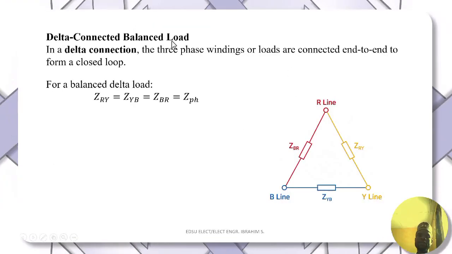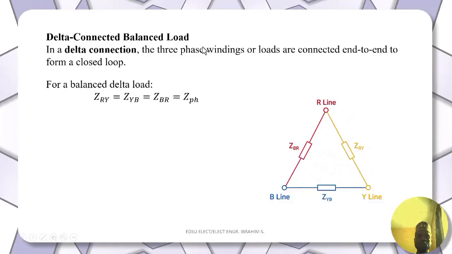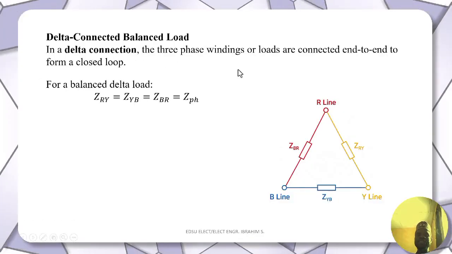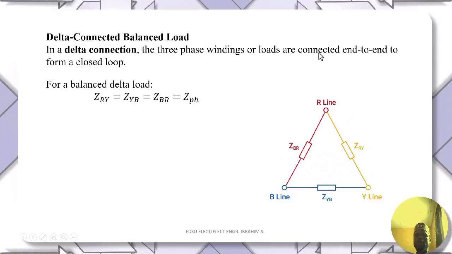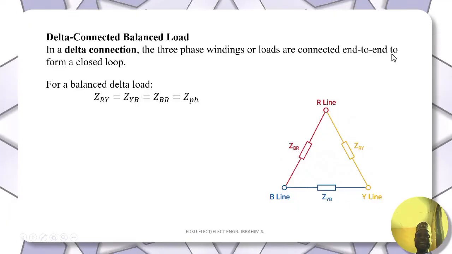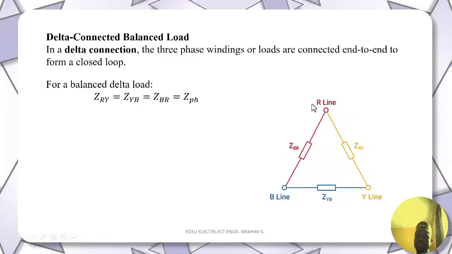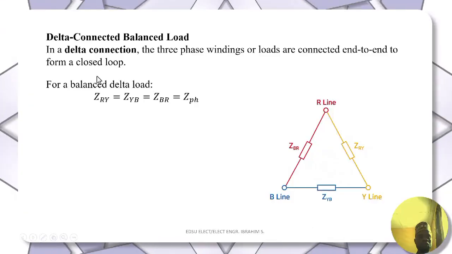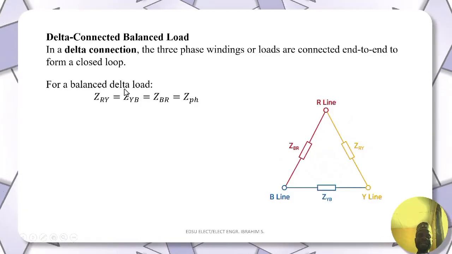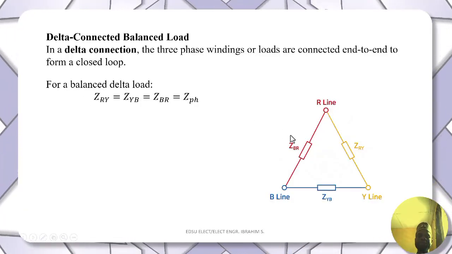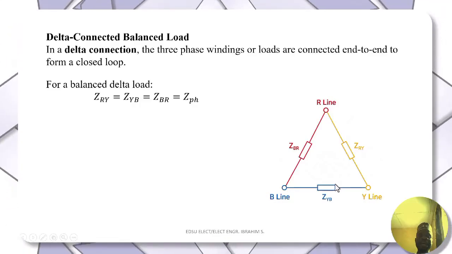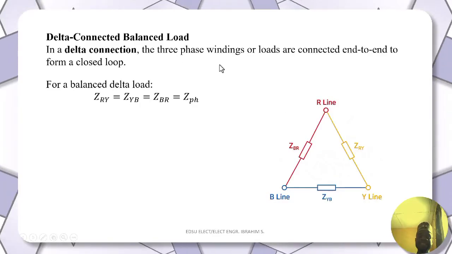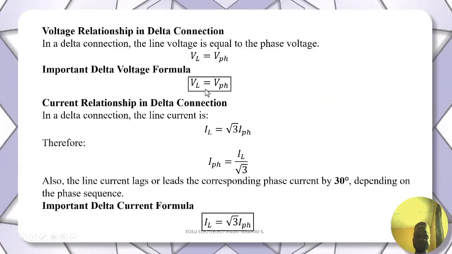Now for delta connected balanced load, in delta connection, the three phase windings or loads are connected end to end to form a closed loop, just like this. So they are connected end to end to form a closed loop. And don't forget, for a balanced delta load, all the impedances are equal and the same, with Z phase.